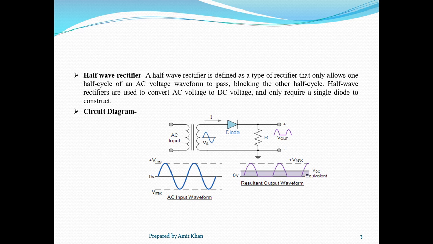Next comes the half-wave rectifier. A half-wave rectifier is defined as a type of rectifier that only allows one half cycle of an AC voltage waveform to pass, and it blocks the other cycle. We can see the circuit diagram of a half-wave rectifier. Here we are using only one diode. In the diagram you can see the AC input is coming through a transformer. It is going to the diode. The AC input waveform and the resultant output waveform is seen in the diagram.